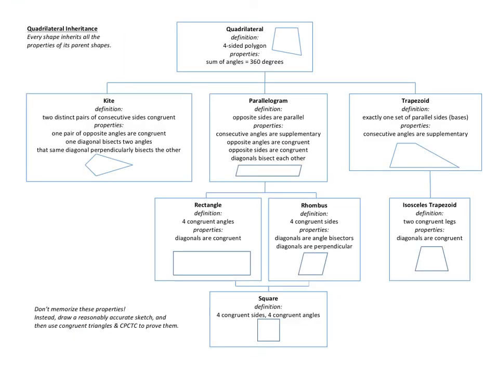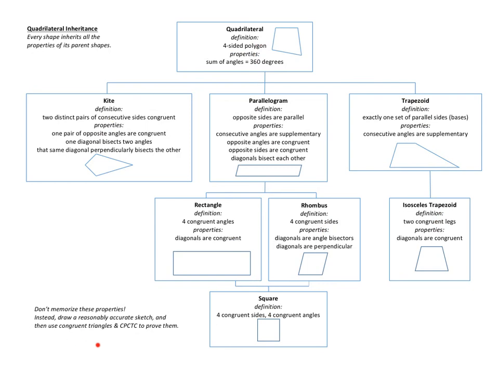So looking back on this diagram as a whole once again, what I'm hoping you'll appreciate is that these various quadrilaterals inherit properties of those that are linked above it. So a square has all the properties of a rectangle and a rhombus, which also have all the properties of a parallelogram, which have the properties of a quadrilateral. Likewise, an isosceles trapezoid has all the properties of a trapezoid and a quadrilateral. And a kite has all the properties of a quadrilateral.